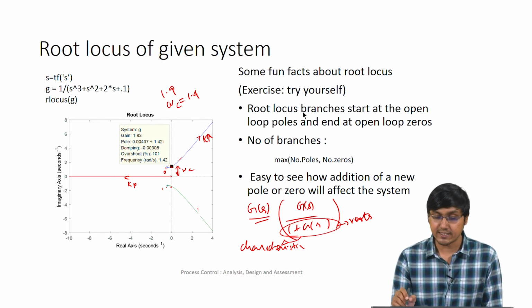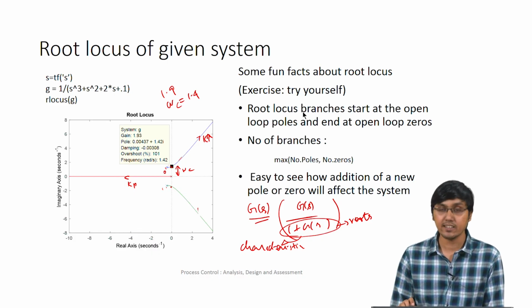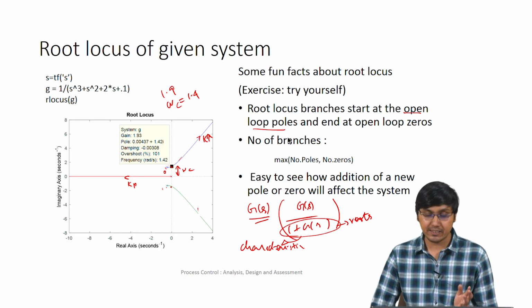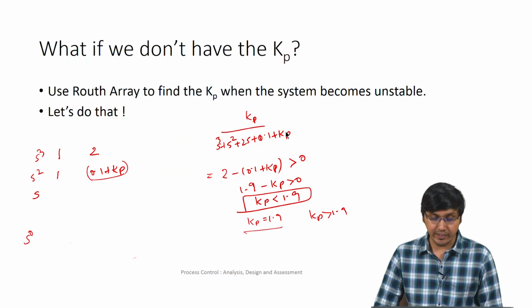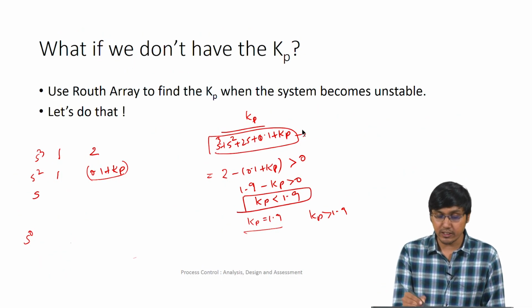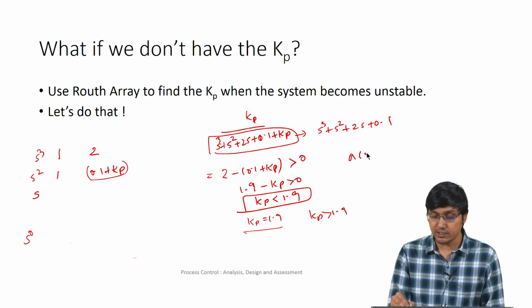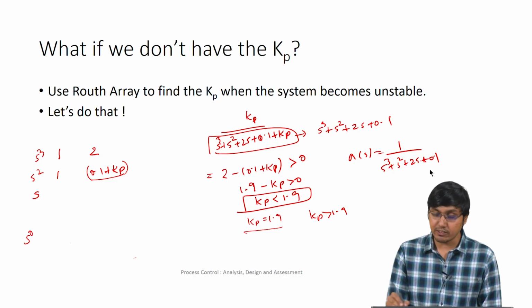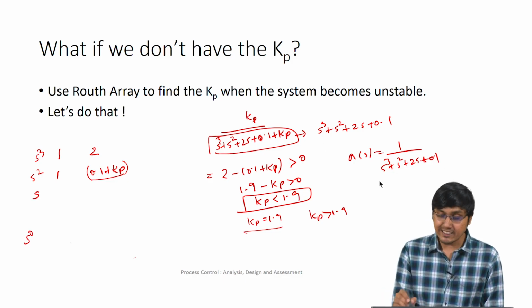Root locus starts at open loop poles and ends at open loop zeros. Why does it start at open loop poles? If you go to the previous slide, we can easily see that when Kp equals 0, this was the denominator. When Kp equals 0, this becomes the same as the open loop denominator. We had the open loop system, G of s, which is 1 by s cube plus s square plus 2s plus 0.1.